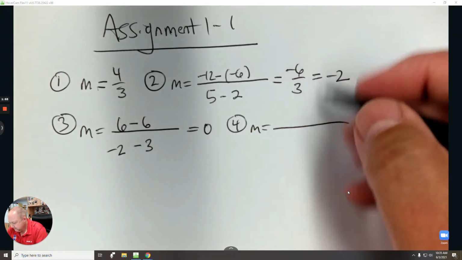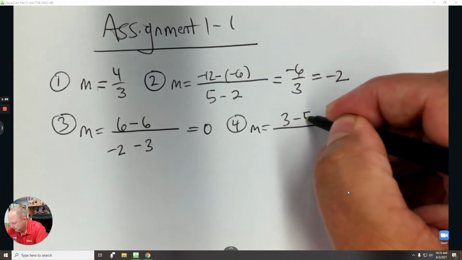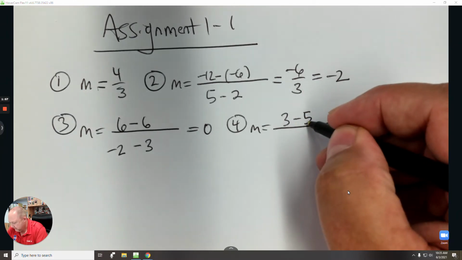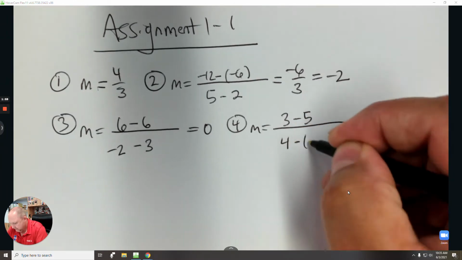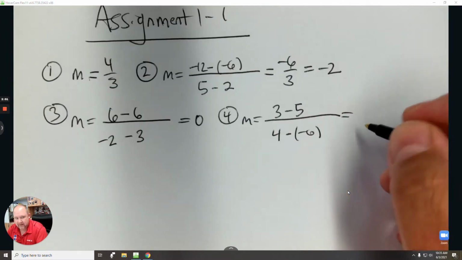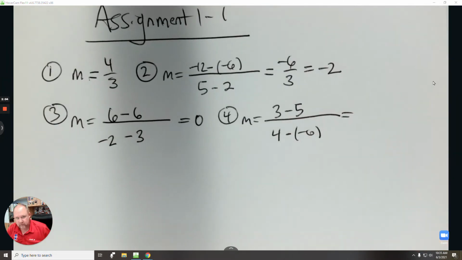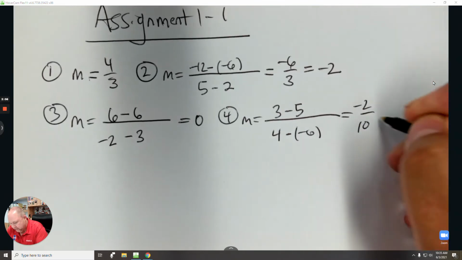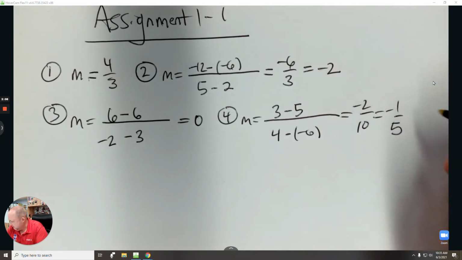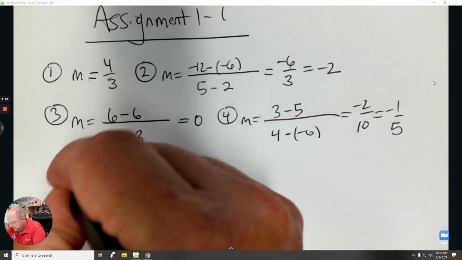Same thing. y2 subtract y1. So subtract the y coordinates, subtract the x coordinates. Be careful when you subtract a negative, you're adding. So that's 4 plus 6. So it's -2 over 10 or -1/5. All right, question number 5.